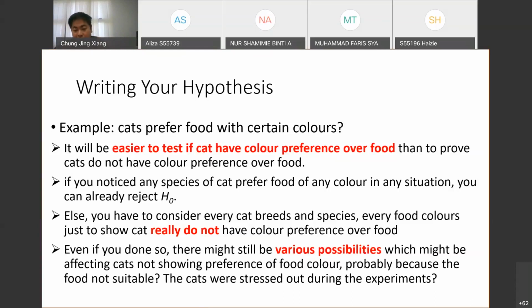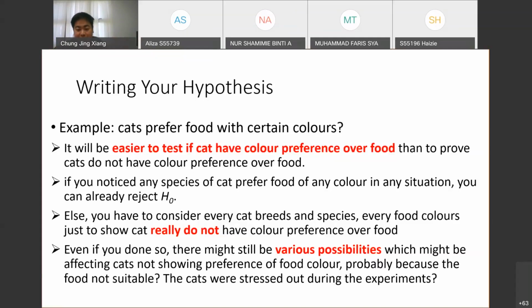And you have to make sure all the food colors are available to the cat so that they can choose, just to show that the cat really does not have a preference over food. So you see the workload you can compare. You want to prove it has a preference, and you want to prove it has no preference. When you want to say it has no preference, you have to consider every single variable: cat breeds, food color, and also the food type. I forgot to write in the type of the food.